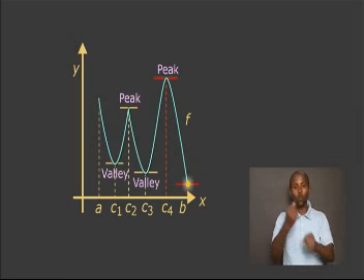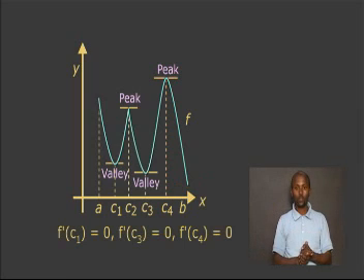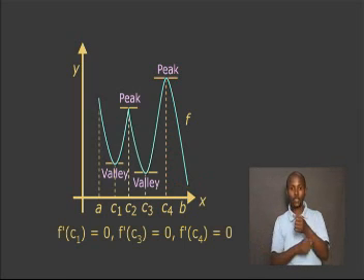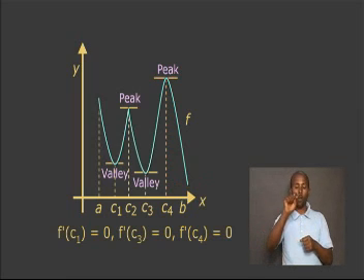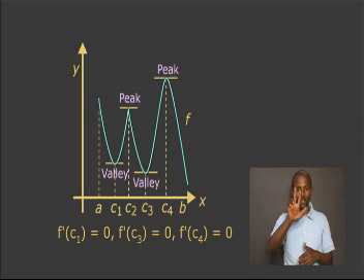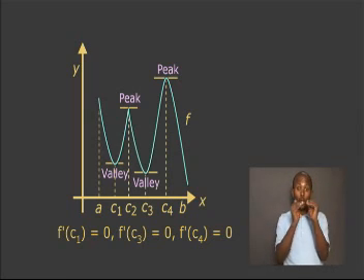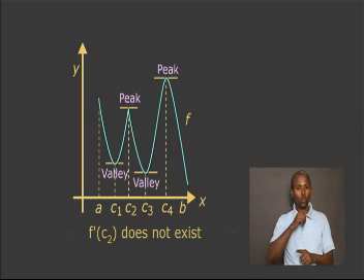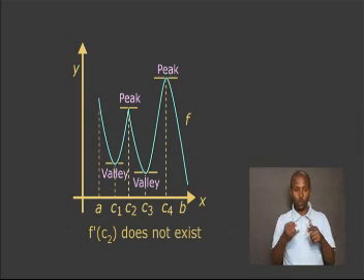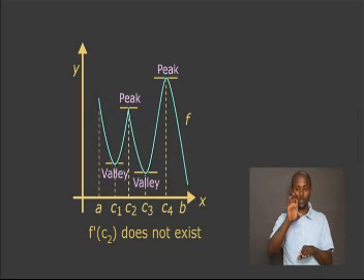Good work, everyone. Notice the horizontal tangent lines? Their presence means that the slope of the tangent line is 0. Therefore, the derivatives at C1, C3, and C4 are equal to 0. No tangent line can be drawn at C2, f of C2. Therefore, we can say that the derivative of f does not exist at C2. These observations lead us to a theorem.